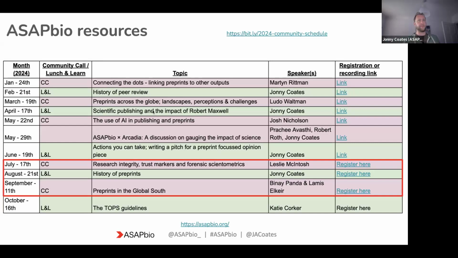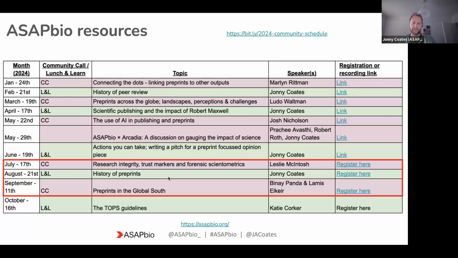ASAPbio are also doing a few things this year that I thought would be interesting to mention. So we've got a few sessions coming up till the end of the year. There's one missing from here. So there's three in particular I thought would be interesting for this group. We've got a session in July around research integrity, trust markers, and this idea of forensic science metrics, which is correcting the literature, basically. That should be a really interesting session.